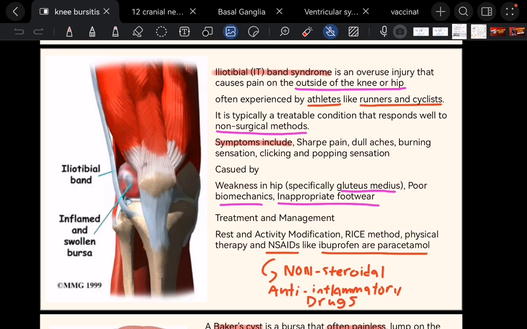Now, treatments and management: rest and activity modifications. So you've got to actually adjust your activity. RICE method: rest, ice, compress, elevate. Physical therapies, like physiotherapy, to strengthen the gluteus medius muscle. You also can take non-steroidal anti-inflammatory drugs such as ibuprofen or paracetamol to reduce that inflammation even more. So for IT band, I would consider it an overuse injury. Now, this can be managed with physiotherapy and strengthening to eventually get better.